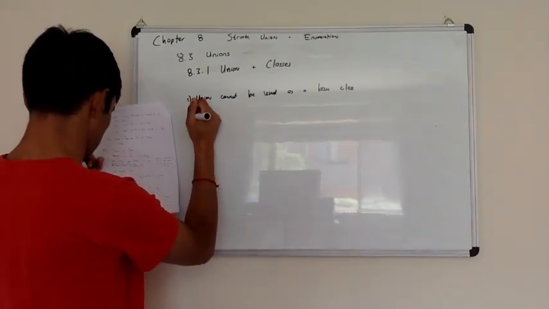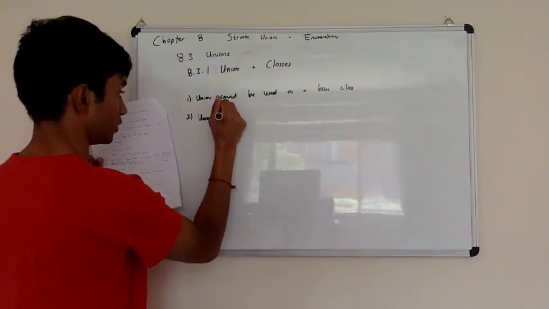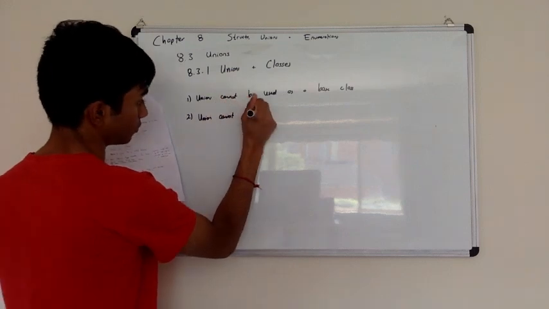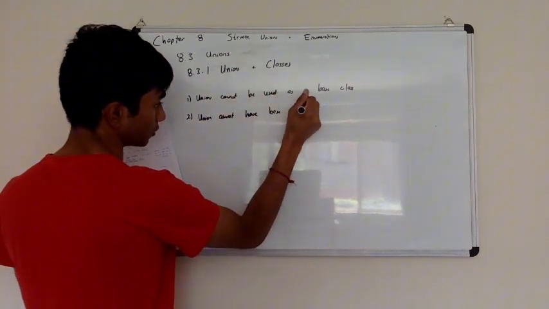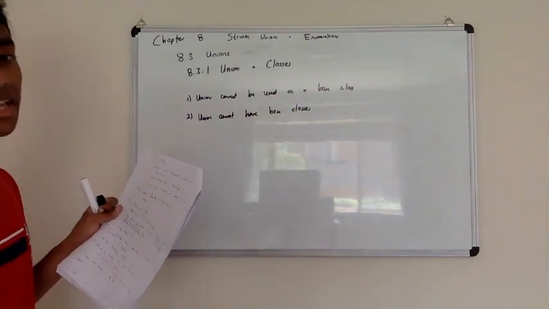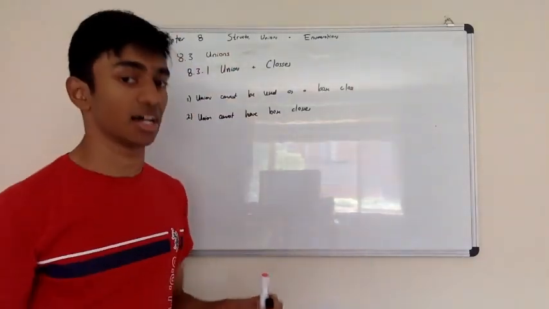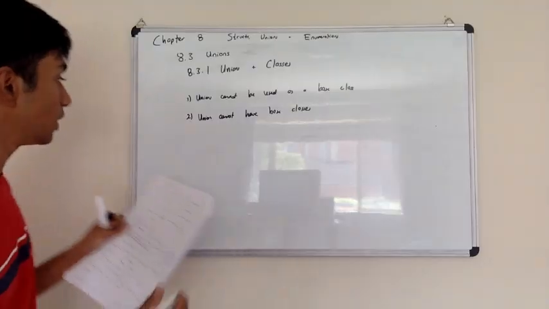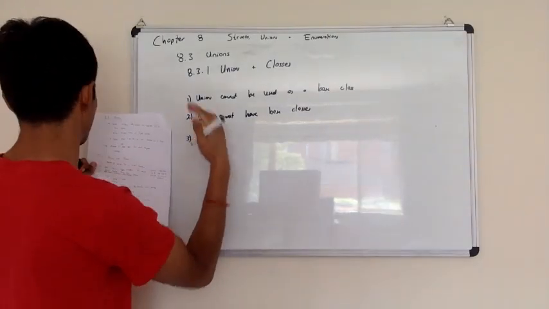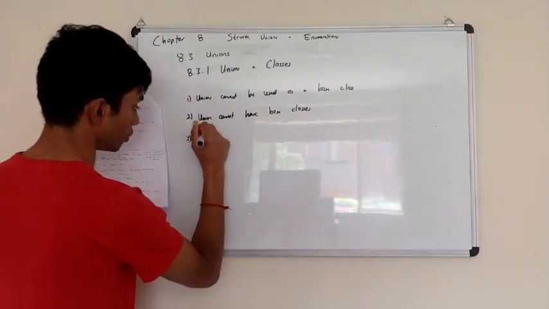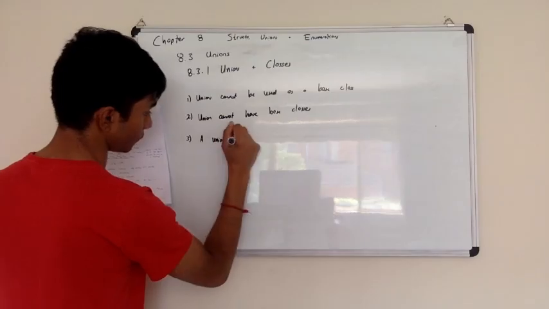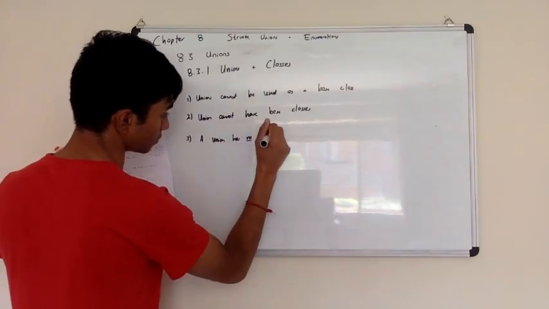Second, I'm going to write the other way around: a union cannot have base classes. Instead of it not being a parent class, which is what number 1 says, number 2 says it cannot be a child class. It cannot inherit from something else. Number 3 kind of follows from these two rules: a union has no virtual functions. A union has no concept of a virtual function.